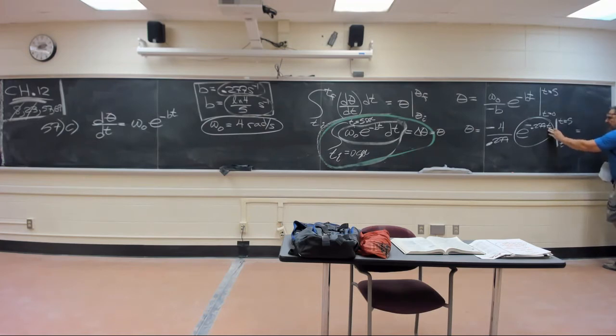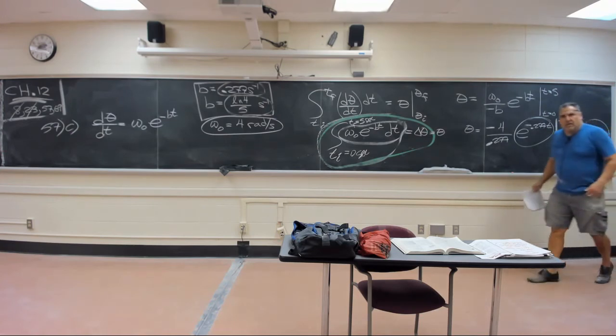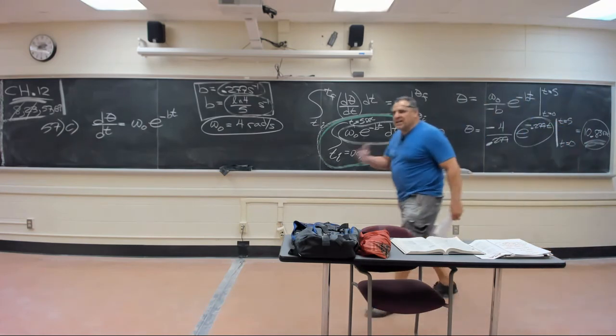You plug the 5 in here, grind it out, get an answer. You plug the 0 in here, grind it out, get an answer, do the subtraction, and I got this in the notes for you as well. This is 10.83 radians. Okay, this thing was moving. It makes sense that it did do something. It didn't just stand still.